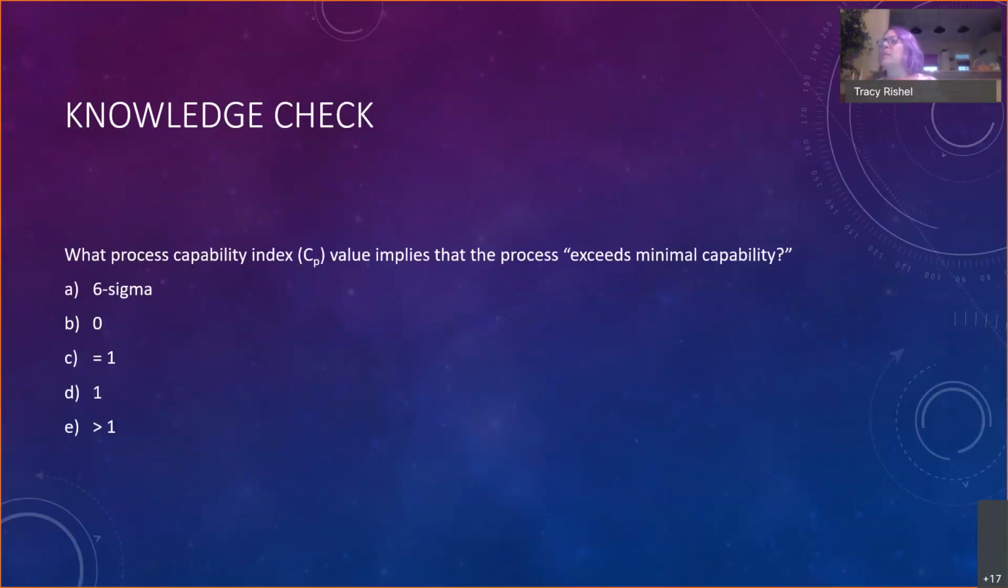All right, next knowledge check. What process capability index value implies that the process exceeds minimal capability? A, 6 sigma. B, 0. C, it equals 1. D, 1. E, greater than 1. All right, let's see what the correct answer is. Greater than 1.